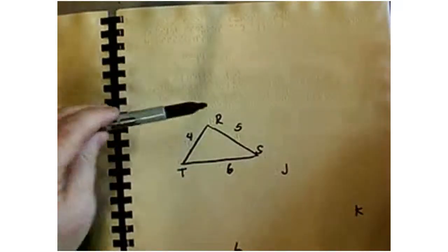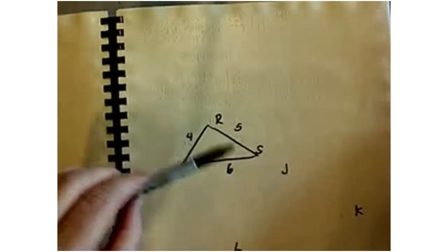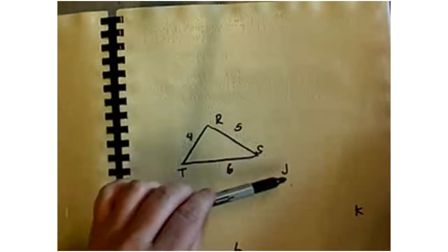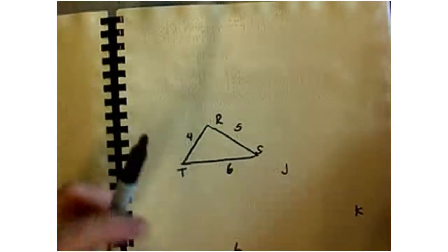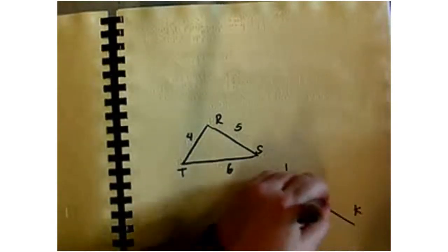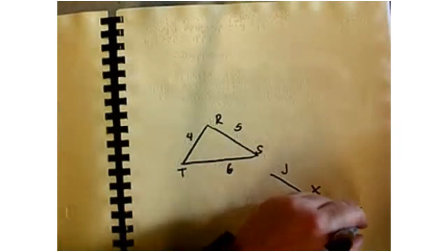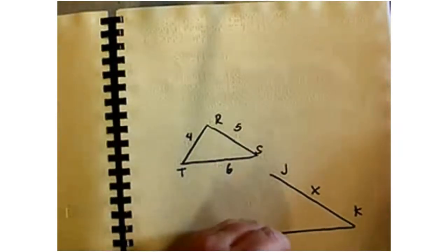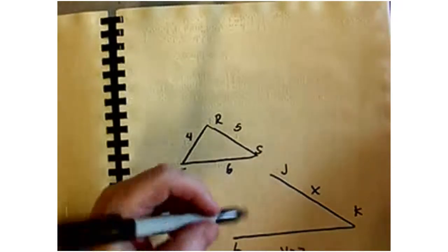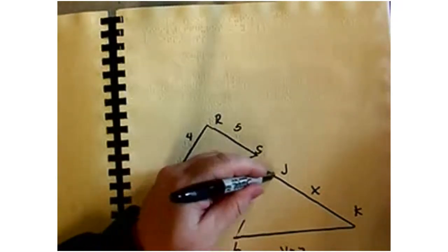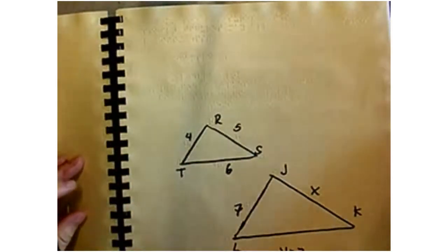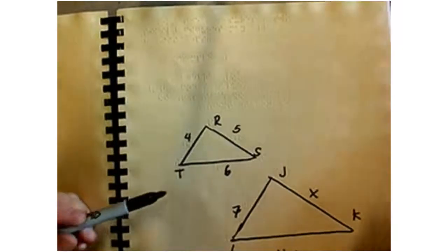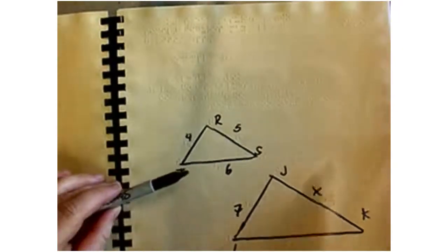So we know just in writing, RST is similar to JKL. We know R goes to J, first letter to first letter. S goes to K, second letter to second letter. And T goes to L, third letter to third letter. So from J to K is x. From K to L is y plus 2. And from L to J is 7. So we're able to set up our corresponding sides and use substitution and figure out what the missing pieces are. So they do that on the next page.